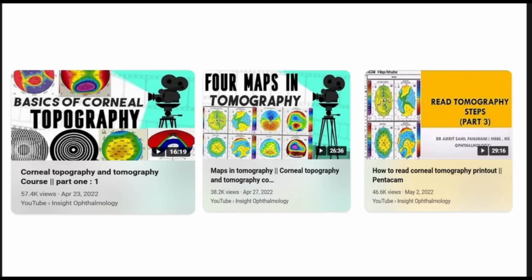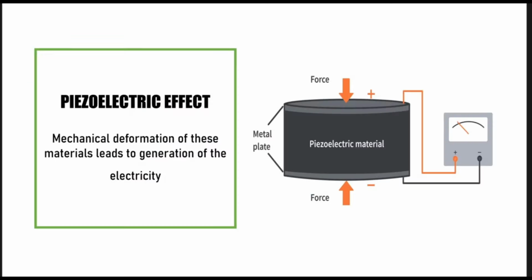Whereas when you do an ultrasound biometry, you actually need to separately calculate the corneal power using a keratometer or a topographer. Now we have a series on topography available on our channel, in which the first video is on the basics of corneal topography, then we have on the maps, and then we have on how to read a corneal tomography printout. Alright, so you can check the links which are present in the description box.